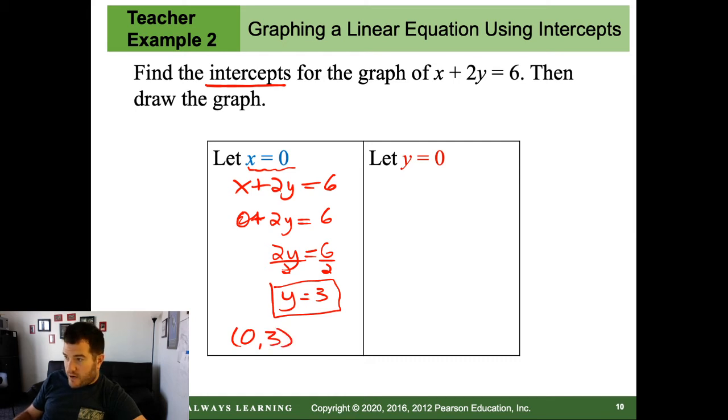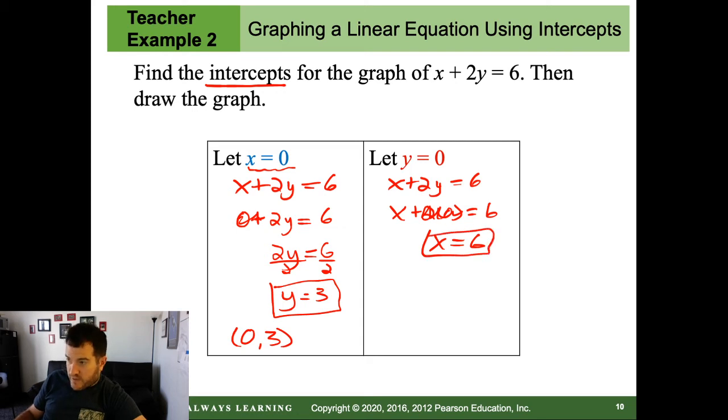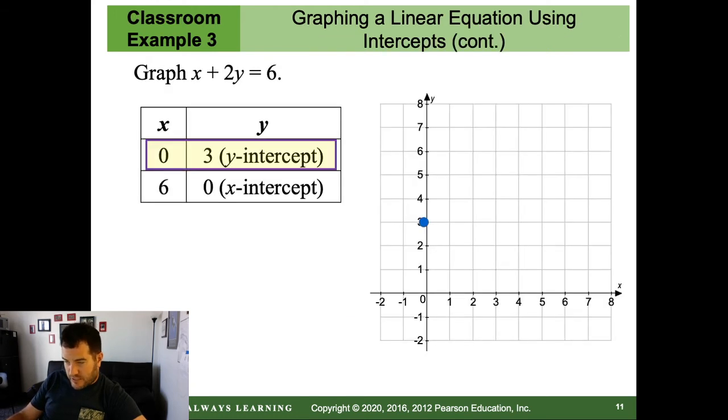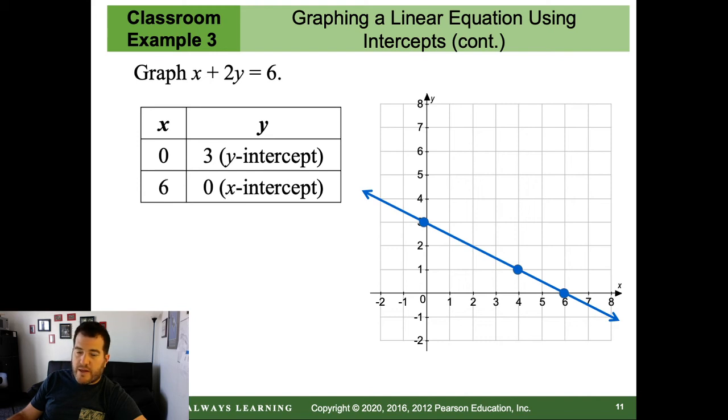Okay? Let y equal to 0. x plus 2y equals 6. x plus 2 times 0 equals 6. This is going to go away, so look, I'm already at x equals 6, right? So what's my point? My x is a 6, my y is a 0, so I have the point (6, 0). So when I go to graph these, (0, 3) is right there, (6, 0) is right there, connect them with a line, and there's my line. Okay? So hopefully that makes a little bit of sense.